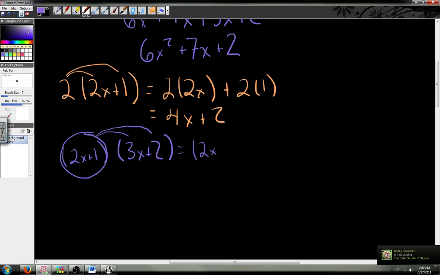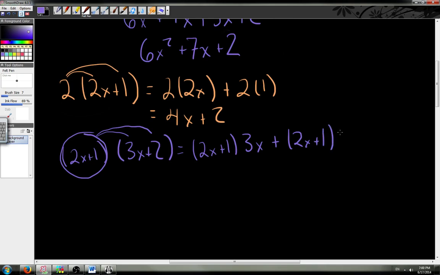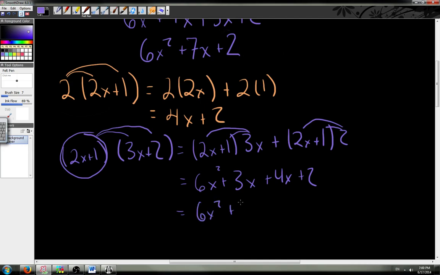So we have 2x plus 1 equals 3x plus 2x plus 1 times 2. And then we get the situation we have here where we have a monomial times a binomial, and then we can just use our previous methods for solving this, which again is just the distributive property. 6x squared plus 3x plus 4x plus 2. So again, we get 6x squared plus 7x plus 2. So same answer.